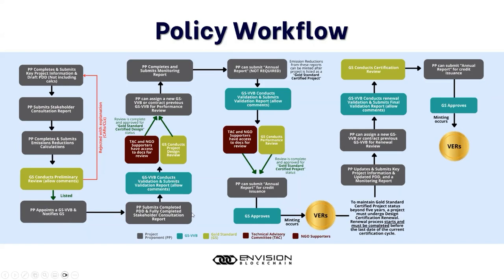The project proponent will go ahead and complete all of the information that they have, which is then submitted to the VVB for validation. And the VVB can go ahead and look at the VC doc that is submitted with all the project info and go ahead and approve or reject it. They can also submit a comment. Once the VVB has approved it, the Technical Advisory Committee and the NGO supporters have access to this document, as well as Gold Standard, where they can leave comments. Once that's been approved, then we're at the point where this Gold Standard project is a Gold Standard certified design.